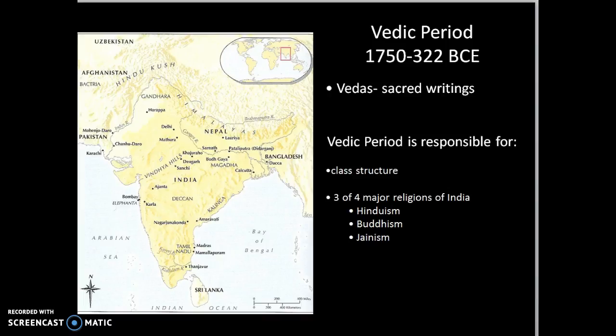This period is called the Vedic period because the Aryans had sacred writings, and these writings were known as the Vedas. Originally, they were hymns to the divine king Indra. The class structure that they brought with them was really the most influential on the region. It became hereditary, and you couldn't move between classes despite your wealth during your lifetime. And it does still endure in Indian society today. Also during the Vedic period, 3 of the 4 major enduring religions of India emerge, and they are Hinduism, Buddhism, and Jainism.